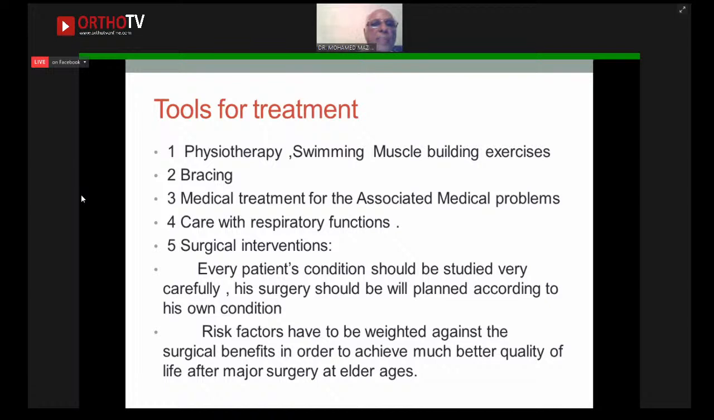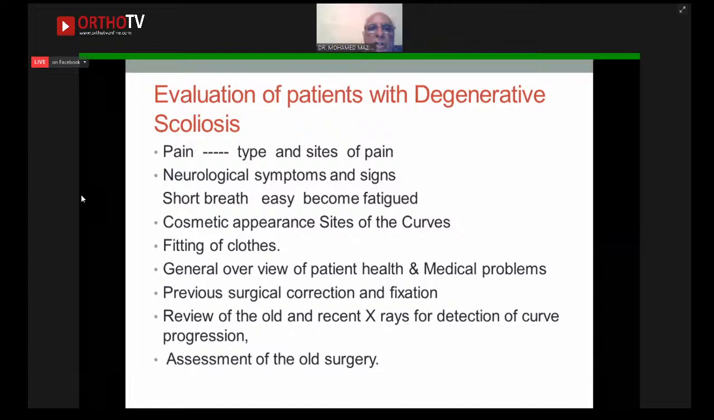So in the evaluation of the patient before surgery, you have to study his particular problem: pain, which type and the site of pain, neurological symptoms and signs, shortness of breath, easily becoming fatigued, cosmetic appearance, site of the curve, fitting of clothes, general overview of the patient's health, medical problems, previous surgical correction and fixation. This is very important. Is he a candidate who has deformity and a long rigid back on top of this degenerative scoliosis? This is going to be addressed later on in this presentation.